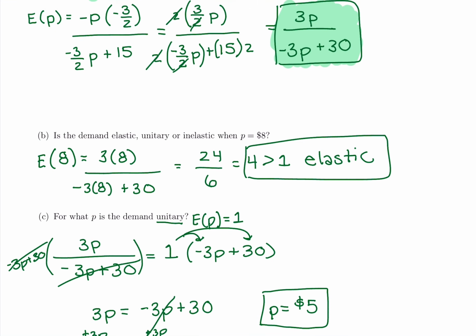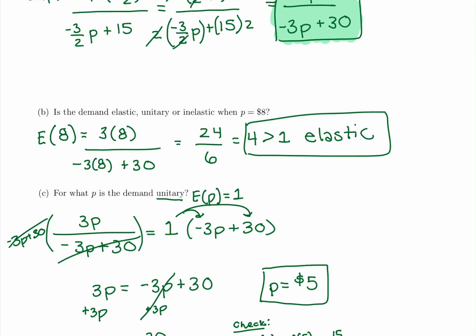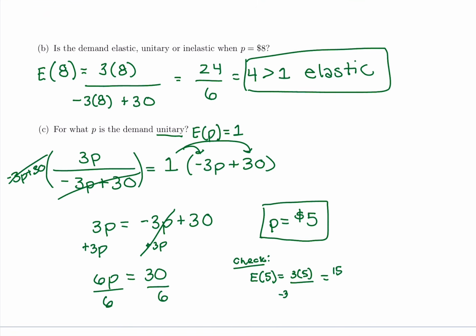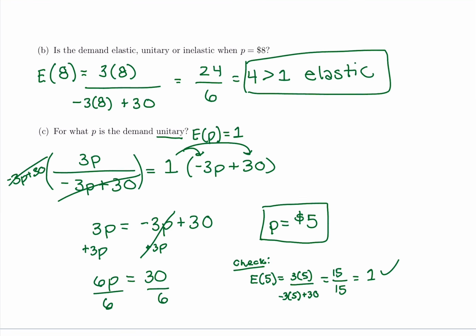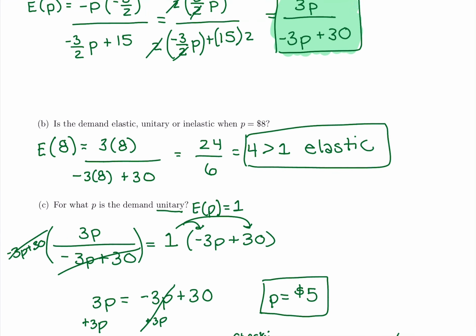So I'm plugging in to that first part again. I'm going to do 3 times 5 in the top. So in the top I get 15. And then the bottom part is negative 3P plus 30. So negative 3 times 5 plus 30. Just doing a quick check off to the side. Negative 15 plus 30 is going to be 15. I get 15 over 15, which is 1. All right, if we really set the price at $5, we're really going to get that the demand will be unitary.